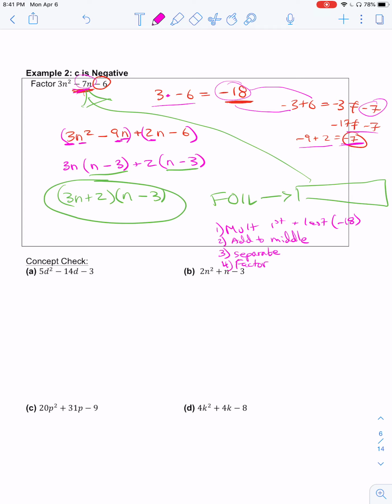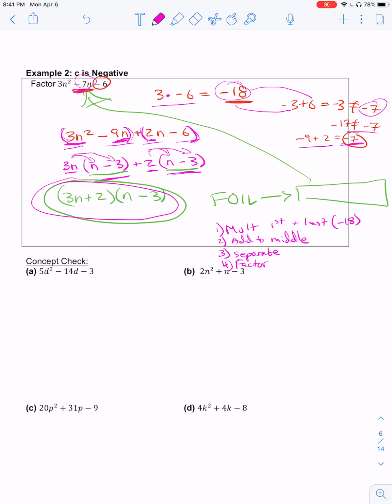So what we did was we separated those out: 3n squared minus 9n plus 2n minus 6. I went ahead and grouped those with the sets of parentheses right here. And then I factored. So I pulled 3n out. 3n times n and 3n times -3 gets us 3n squared minus 9n, plus 2 times n and 2 times -3 gets us 2 times n minus 3. So again, you have the common factor of n minus 3. So we end up with 3n plus 2 and n minus 3 as a final answer.